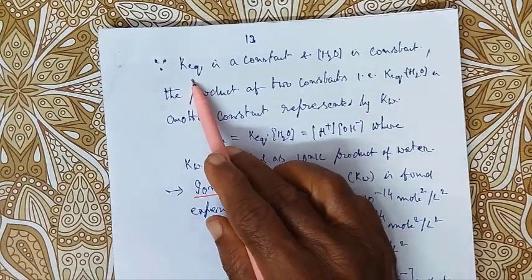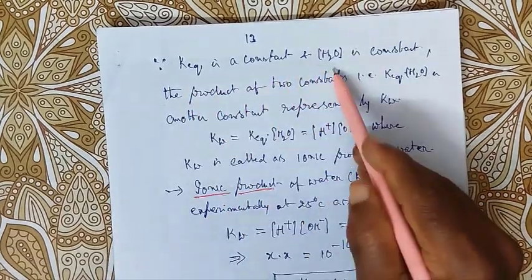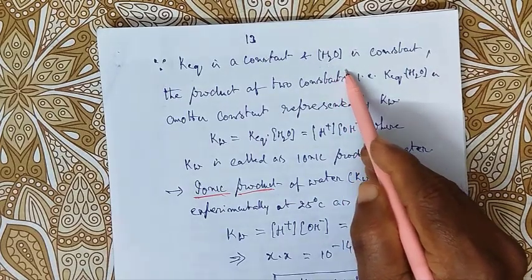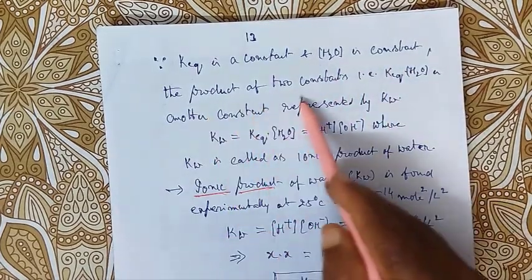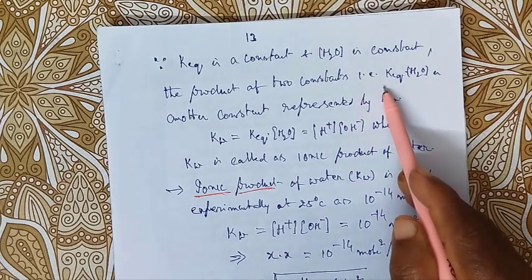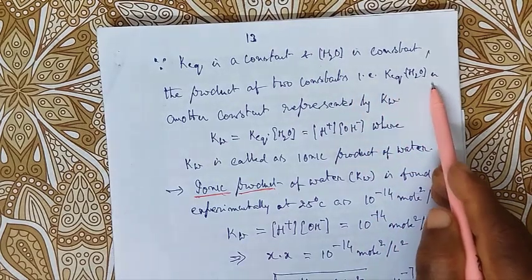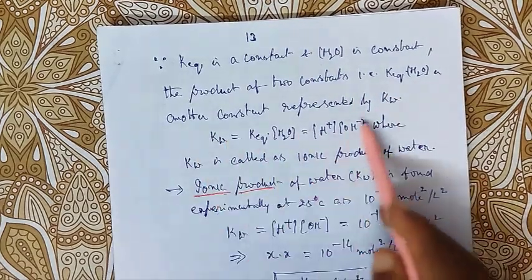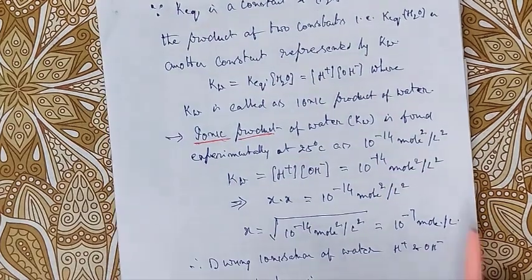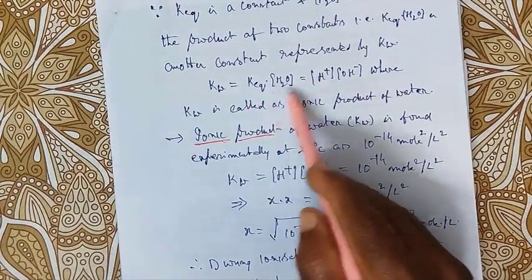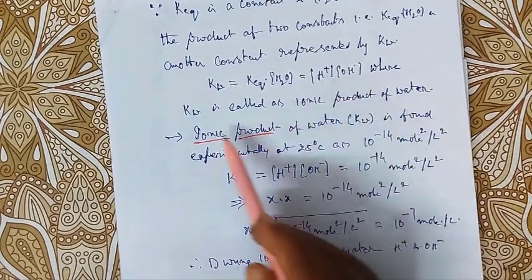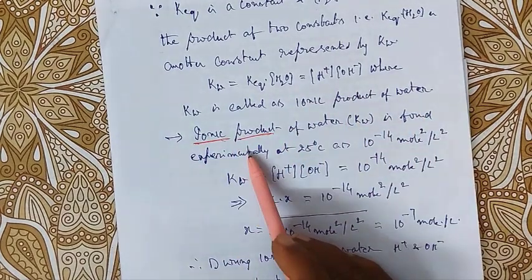Since the equilibrium constant is a constant and the concentration of water is also a constant, the product of these two constants, that is Keq into concentration of water, is another constant represented by Kw. That is Kw equal to H plus into OH minus. Kw is called the ionic product of water.